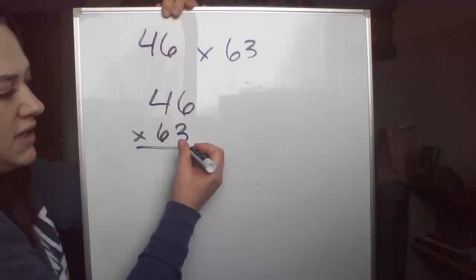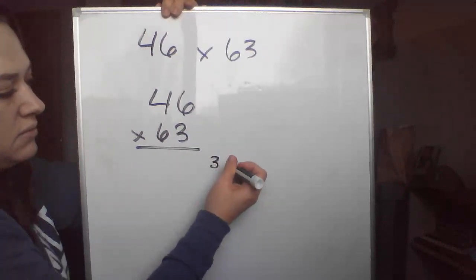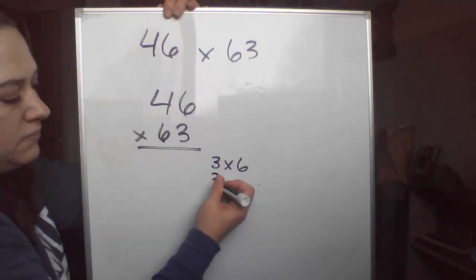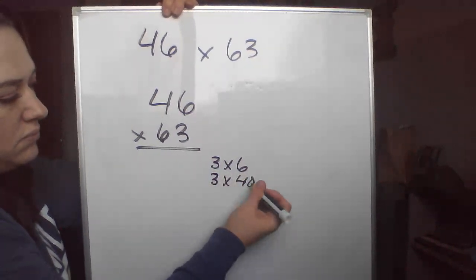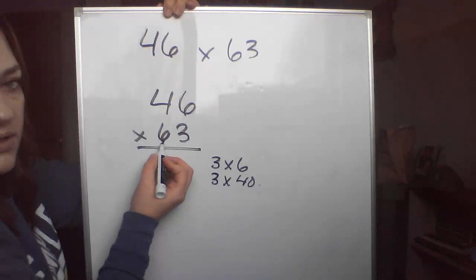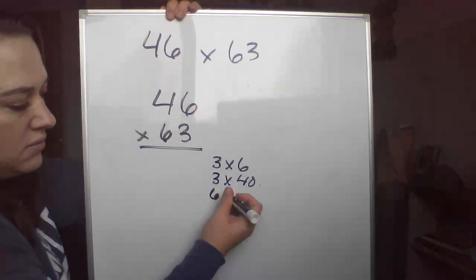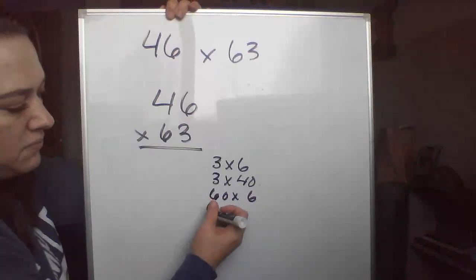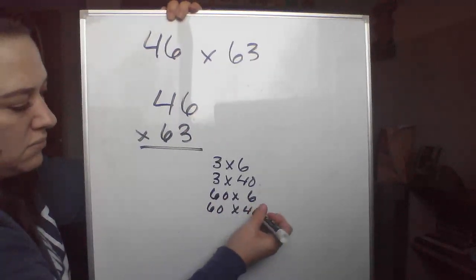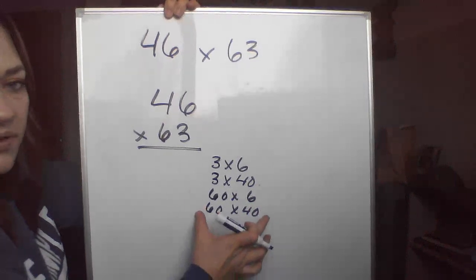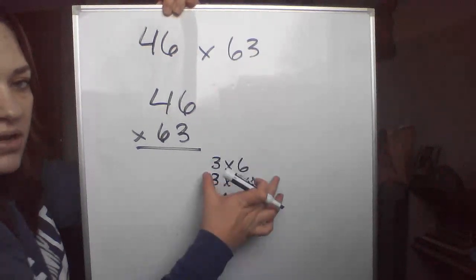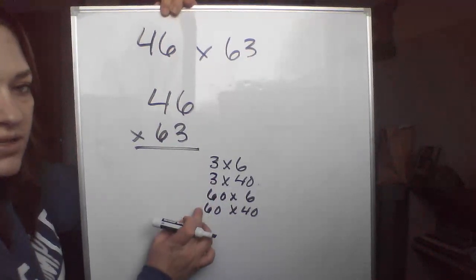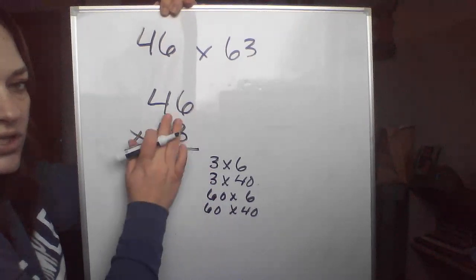So we're going to take 3 times 6, 3 times 40, and we're going to take 60 times 6 and 60 times 40. And you don't have to set these up. If you have your steps down, this is just so we don't forget that we're going to do 4 different multiplication steps for our 4 digits.